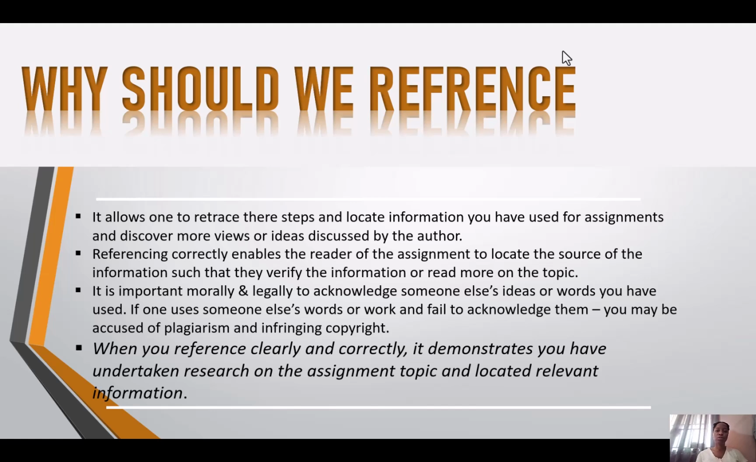Referencing is good because it helps the reader to know where you got the information from, and then they go and read more to get more explanation or to understand it because they didn't understand what you wrote very well. So let's go through the reasons why we should reference. One, referencing allows one to trace the steps and locate information you have used for an assignment, and then discover more views or ideas discussed by the author.